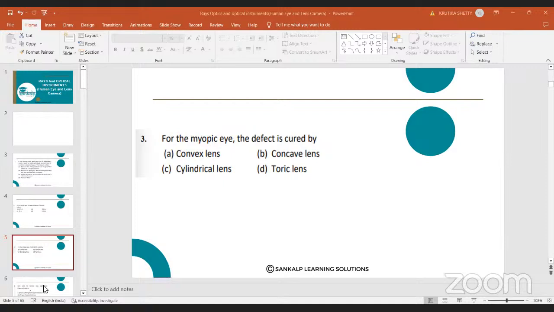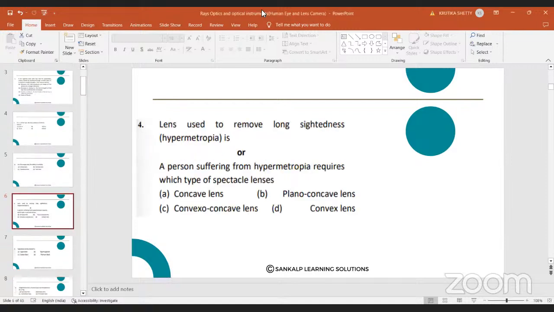So next question is: lens used to remove long sightedness, that is hypermetropia. For myopia we say far sightedness, and for hypermetropia we say long sightedness. So which lens can be used here? Yes, you can answer. If concave is there, which one comes here? Who all are giving the answer? Yes, it is Lohit, Madhu, Vidya, Padmashri. Yes, very good everyone. It is option D, convex lens.